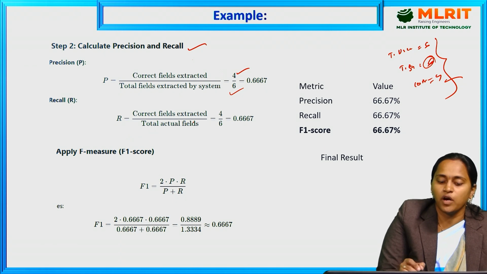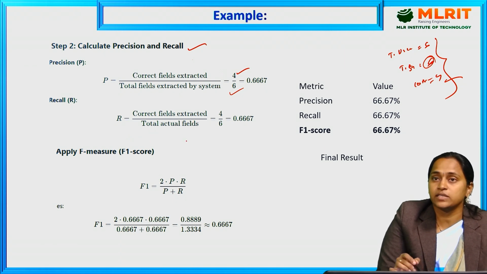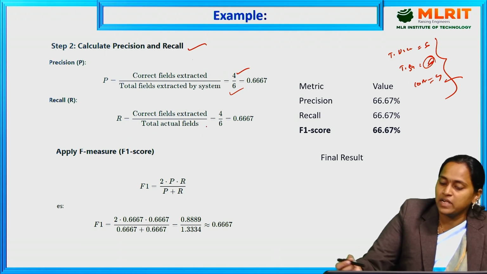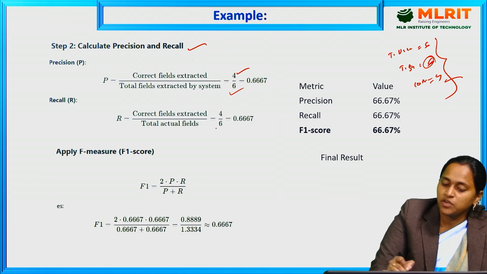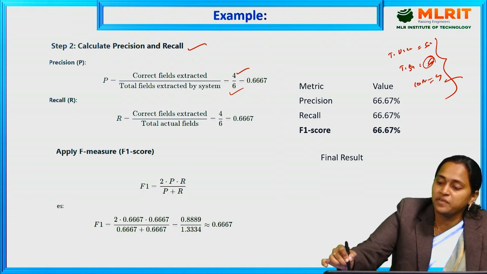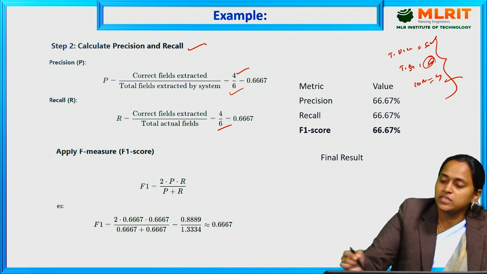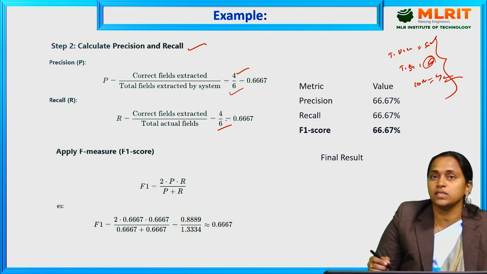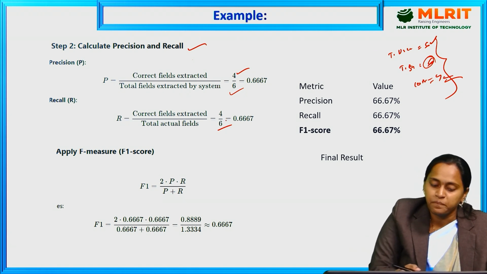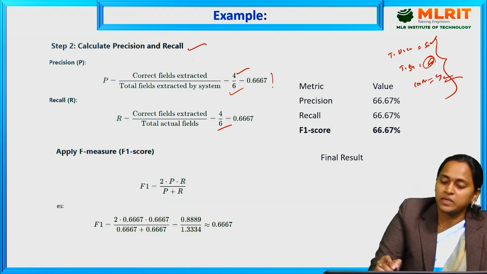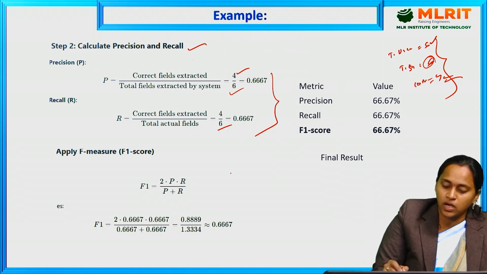Next, find out the recall. What is the recall formula? The number of correct fields extracted divided by the total number of actual fields. The total number of actual fields, that is the user fields, is 6. The correct fields extracted are 4. That means 4 by 6, which is 0.67. After finding the precision and recall, we have to find out the F1 score.